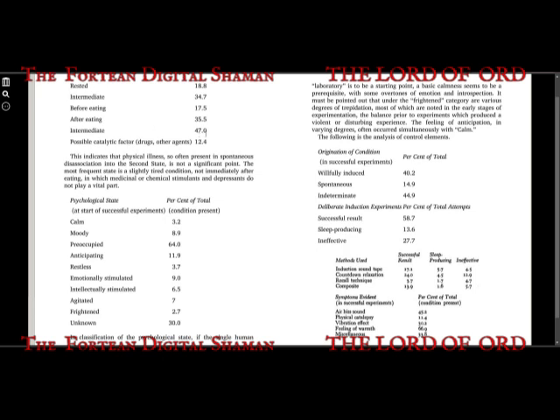Intermediate 47.0%. I don't know why I put percents there. Okay, I guess it is percents.